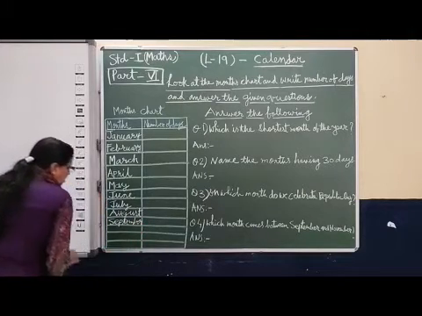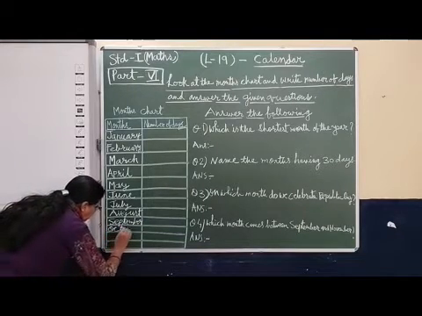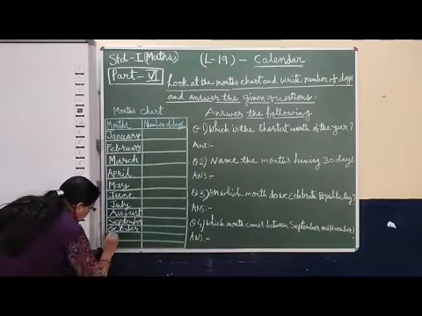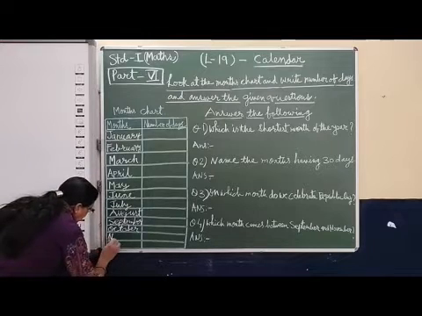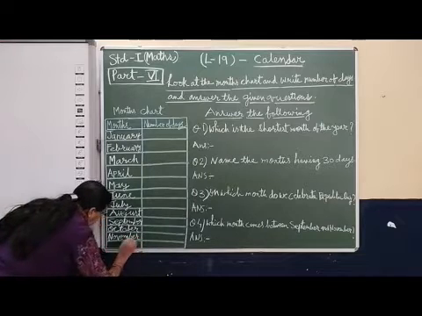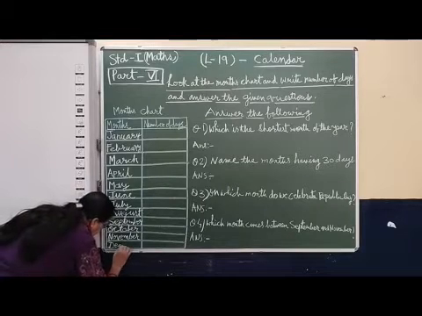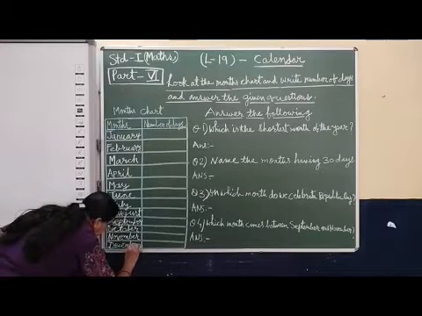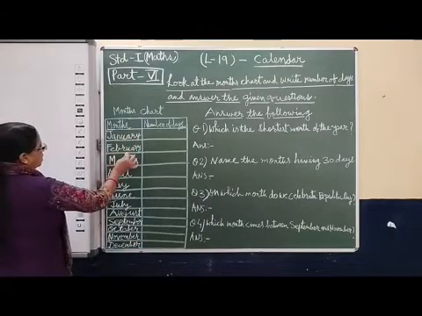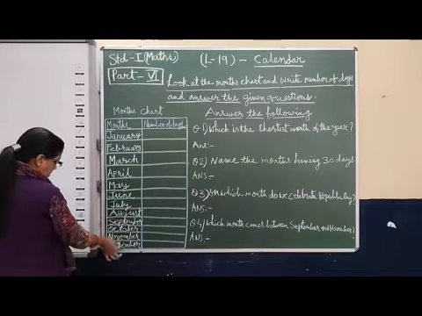September, S-E-P-T-E-M-B-E-R. Then October, O-C-T-O-B-E-R. Then November, N-O-V-E-M-B-E-R. The last one is December, D-E-C-E-M-B-E-R. Okay, once again we repeat: January, February, March, April, May, June, July, August, September, October, November, December.